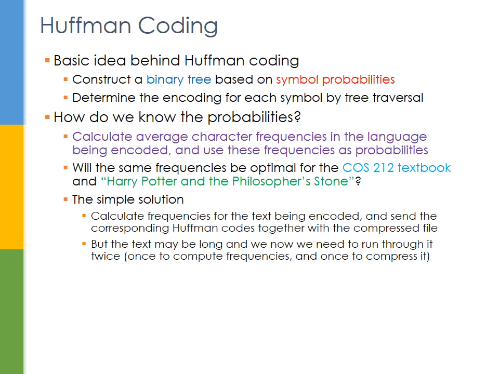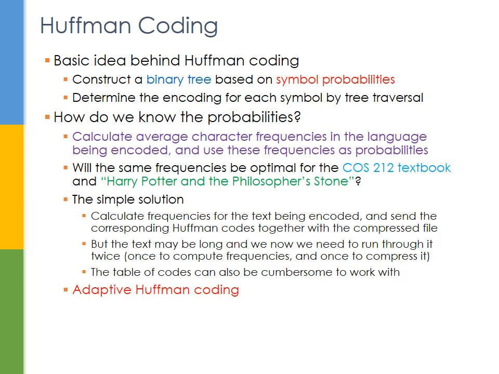However, the text may be potentially very long, and we also now have to run through the text twice. We need to run through the text once in order to compute the character frequencies, and then a second time in order to perform the actual compression. So this is obviously not very efficient. Additionally, dealing with the table of codes as well as the Huffman tree can be fairly cumbersome for us.